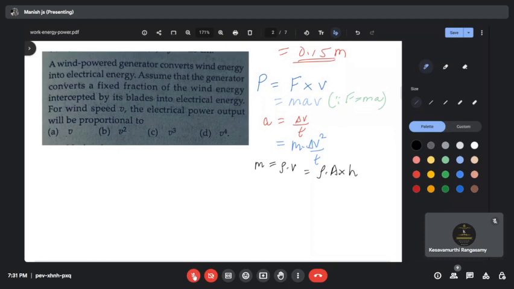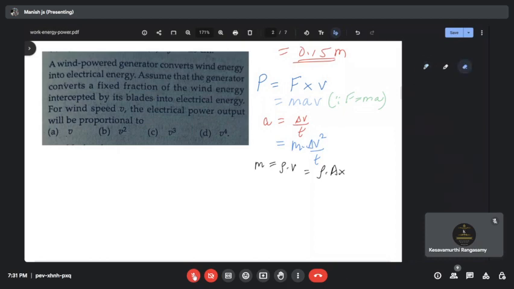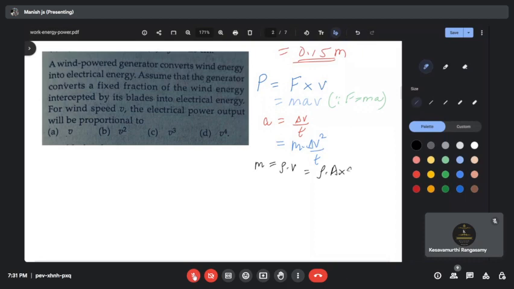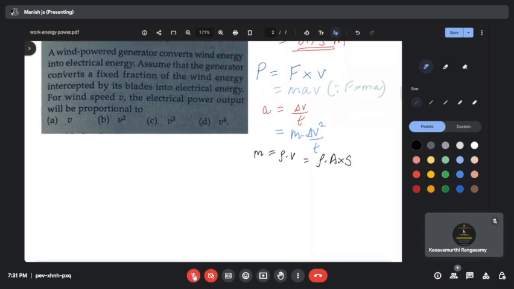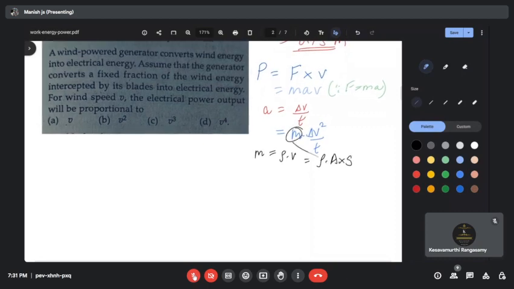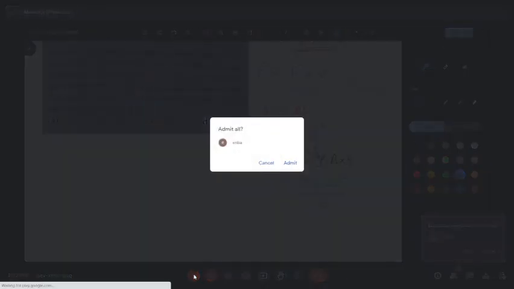Or I can write area into displacement. Let me put it as displacement. That's quite appropriate. So I would go and substitute in the place of m: I'm going to substitute rho into a into s. And ultimately, I would be getting the relation rho a s times delta v squared, which can also be written as just v squared upon t.